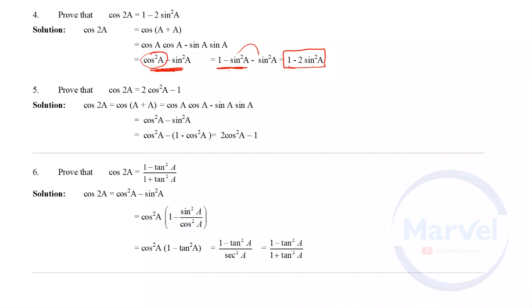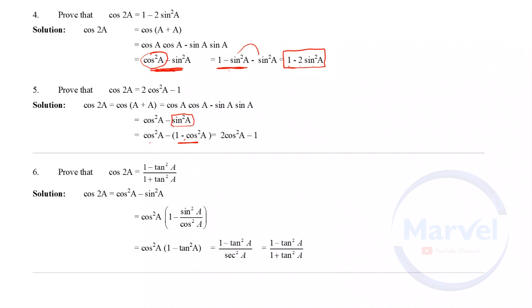Next, only in terms of cos A. Since we need cos A, we don't need this term. So replace sin square A by 1 minus cos square A. Minus into minus is plus. Cos square A plus cos square A, 2 cos square A minus 1.